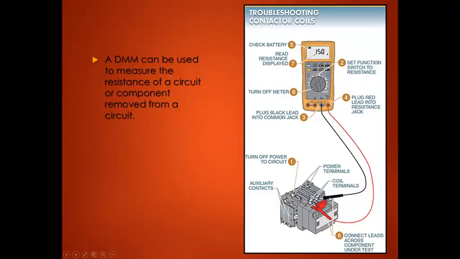So maybe this motor starter is not functioning properly. Maybe it's not starting when somebody pushes the start button. So a good test to do is to test the coil. The coil should read some resistance. It shows on the meter 150 ohms. If it reads 0, that means the coil has a short on it. If it reads OL or over limit, that means the coil is open.